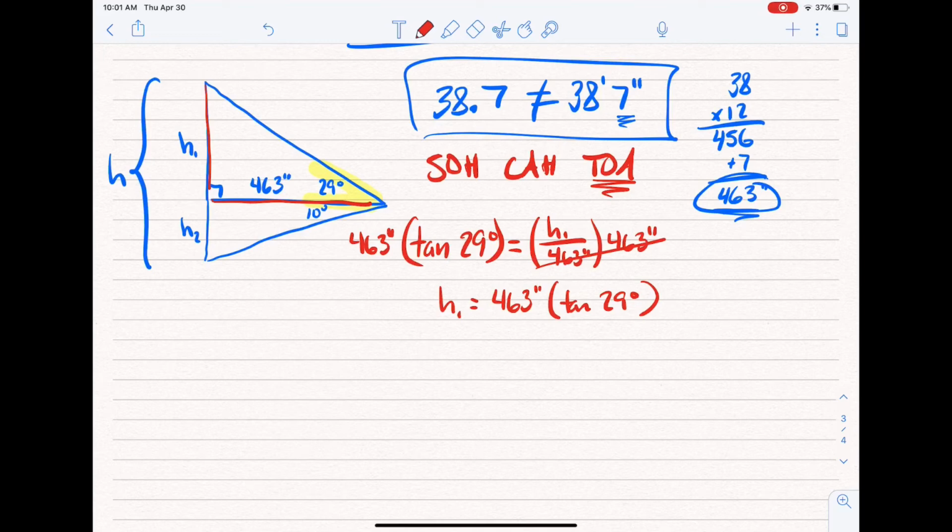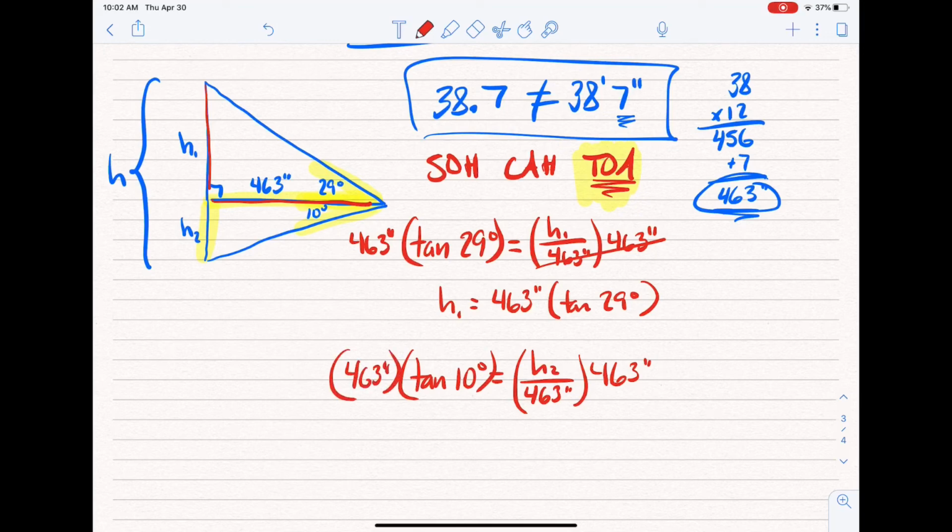So hang on. Now let's look at the other triangle. We're looking at the perspective from this 10 degrees right here. Again, we're interested in this side, which is the opposite. We know this side, which is adjacent. So again, we're going after tangent. I would write the tangent of 10 degrees is equal to H sub 2 over 463 inches. I'm going to multiply both sides by 463 inches, and of course this cancels out. And H sub 2 is then equal to 463 inches times the tangent of 10 degrees.